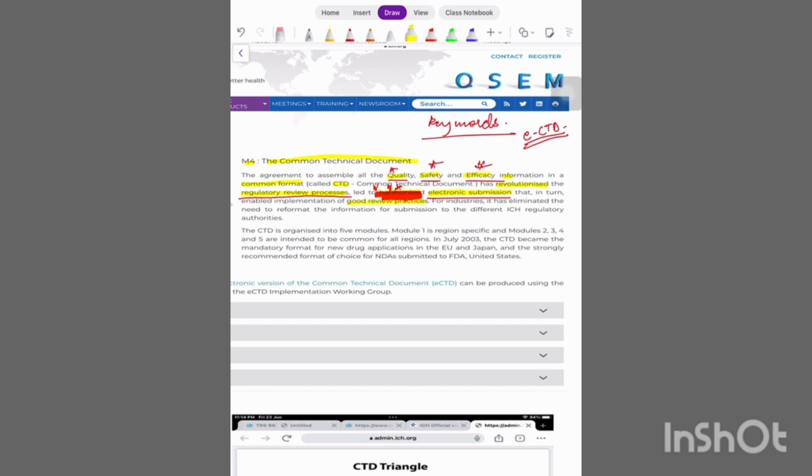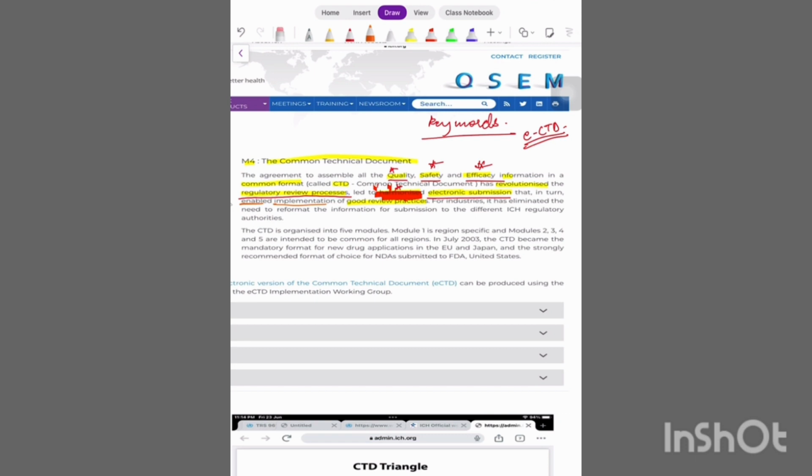So if someone asks you why CTD was introduced, or what the advantages of CTD are, just use these words: it revolutionized the regulatory review process and led to harmonized electronic submission, which in turn enabled implementation of good review practices. Words like enabled or implementation are actually good words, but you can also use synonyms for these.